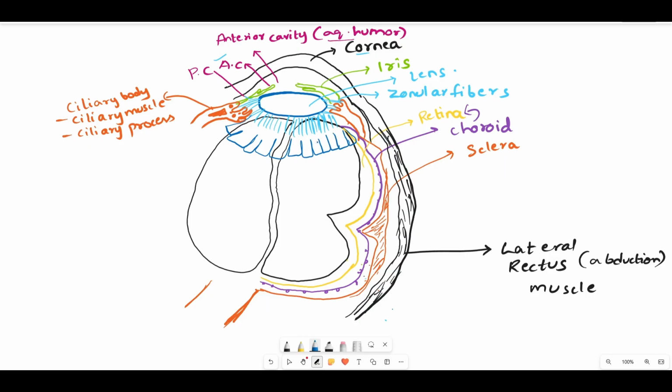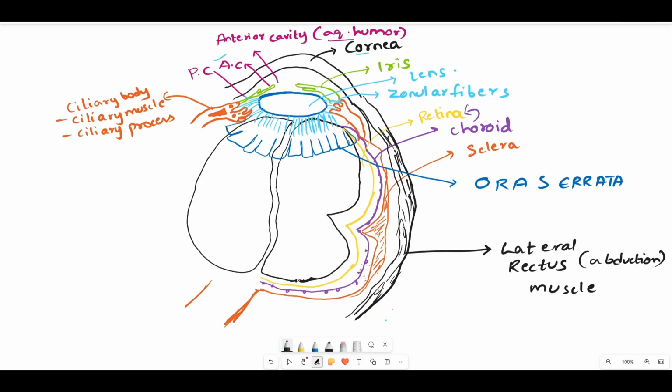Right? So these structures, we will be calling the ora serrata. The ora serrata is a junction which marks the anterior limit of the retina.